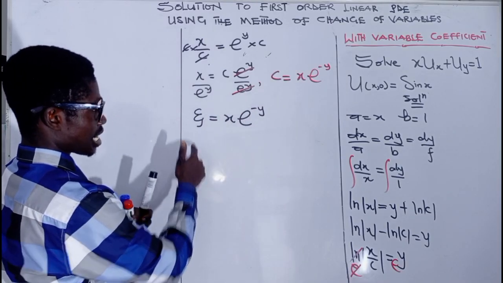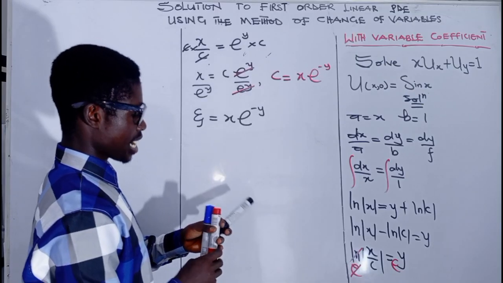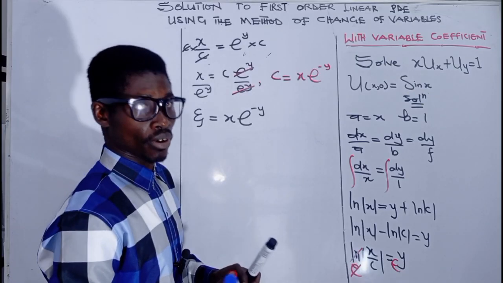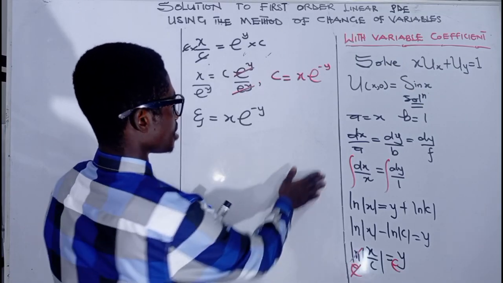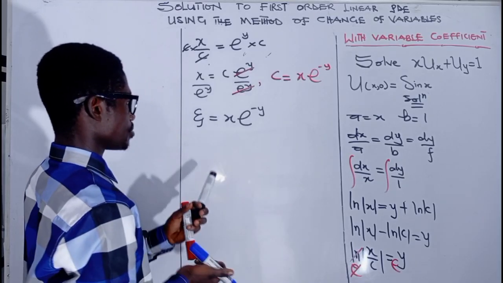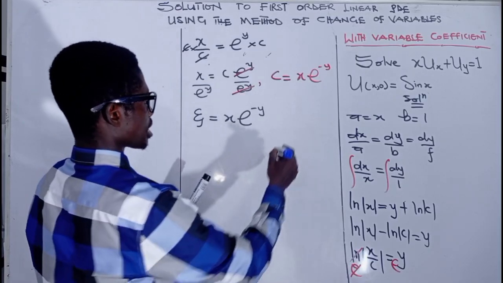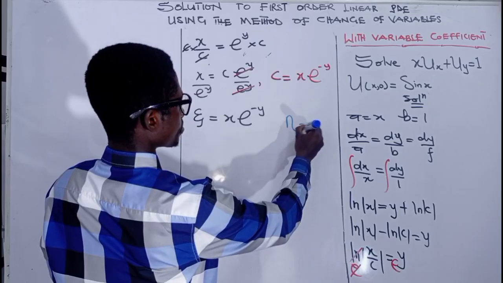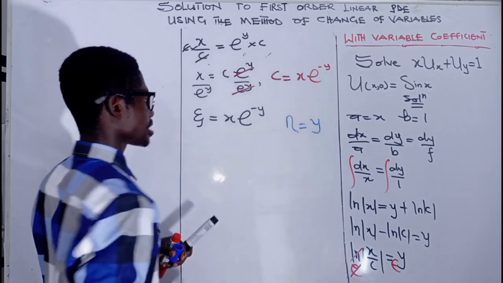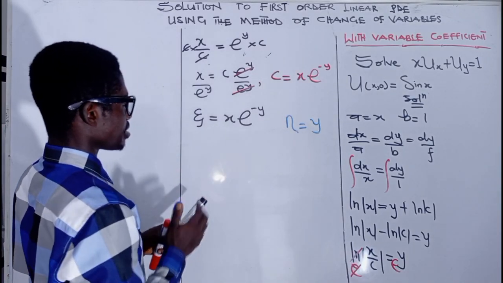Since we have our xi, then we need to find eta. We can either set eta to x or eta to y. Any one of them is going to work. So what do you suggest we take eta to? We can set our eta to y. So we set our eta to y.